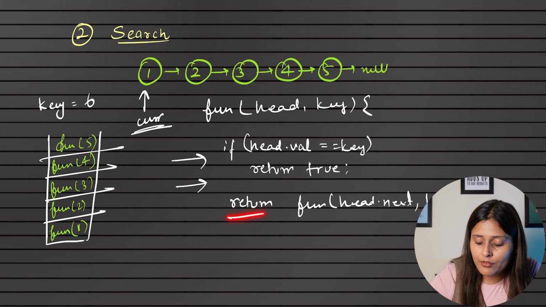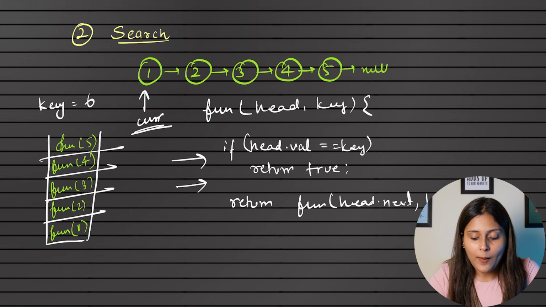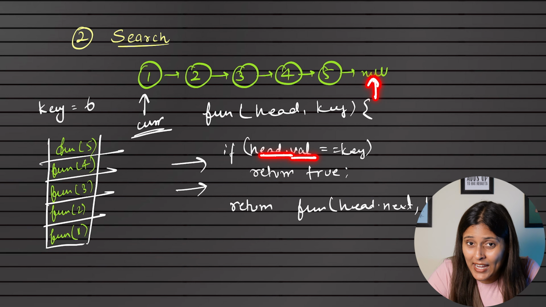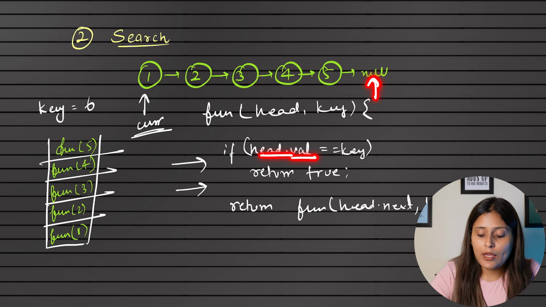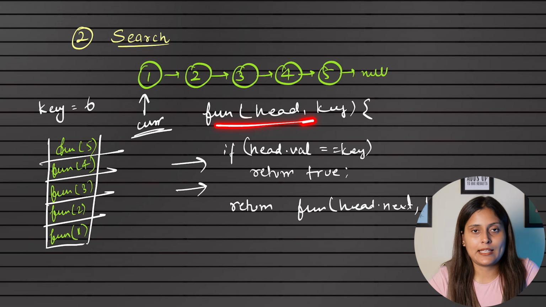And now again we'll go for the next, which is head dot next, means 5 dot next. What is there at 5 dot next? Null. So we'll go here. Correct. Do you think null has dot value? No. If you add it, it will also give you an error. So what is that base case?